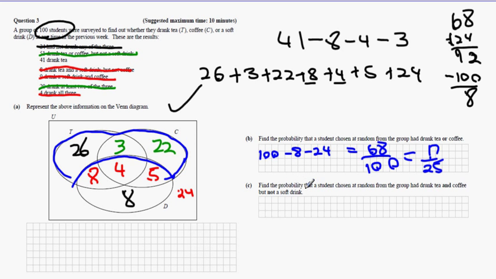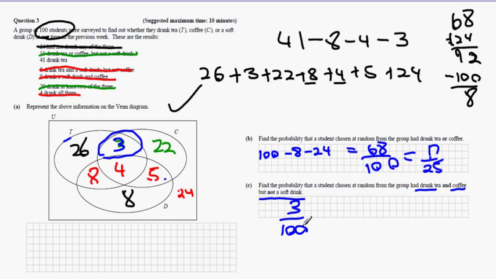Find the probability that a student chosen at random from the group had drunk tea and coffee but not a soft drink. So he has to drink both tea and coffee and not the soft drink. So tea and coffee and not the soft drink would be this part here, because you're not allowed the soft drink. So it's going to be 3 in 100 or 0.03.